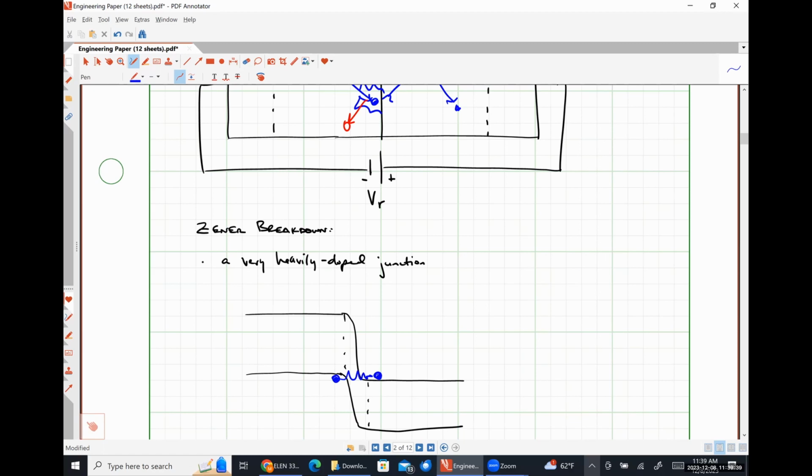We'll talk more about Zener breakdown when we talk about Zener diodes and all of that kind of stuff in a couple of days. All right, I'm done.